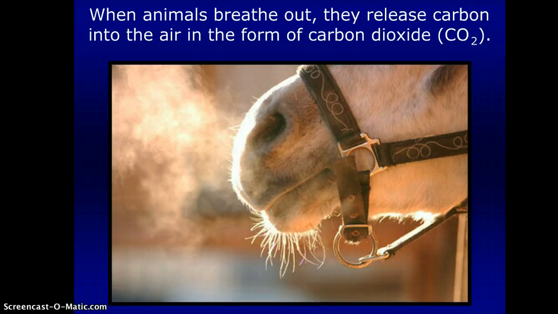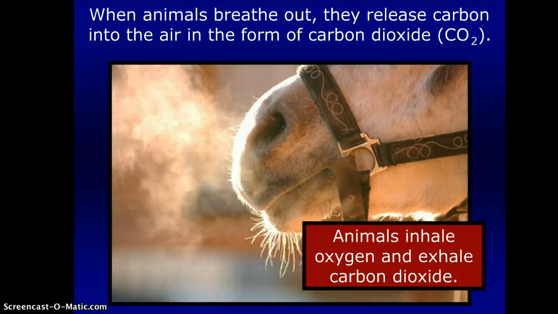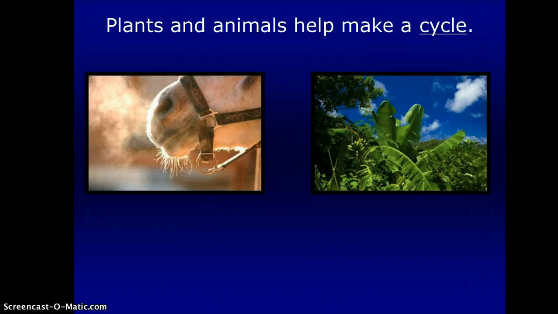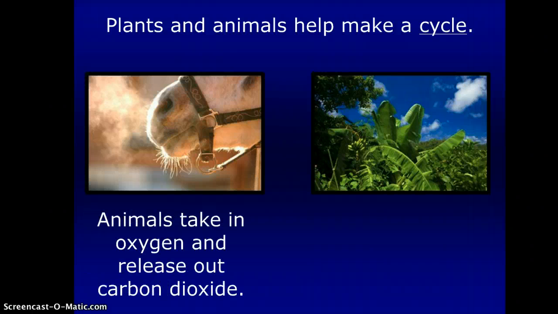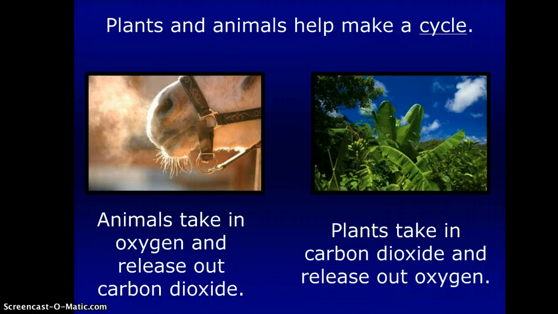When animals breathe out, just like humans, or as you can see the horse in your picture there, they release carbon into the air in the form of carbon dioxide, or CO2. You may see it referred to as CO2, or you may see it spelled out as carbon dioxide. I'm pretty sure on most tests, or the STAAR test or anything, you'll see it as CO2. So what they do, they inhale oxygen, exhale carbon dioxide. So plants and animals help make a cycle. Animals take in oxygen, release carbon dioxide. Plants take in carbon dioxide, release oxygen.